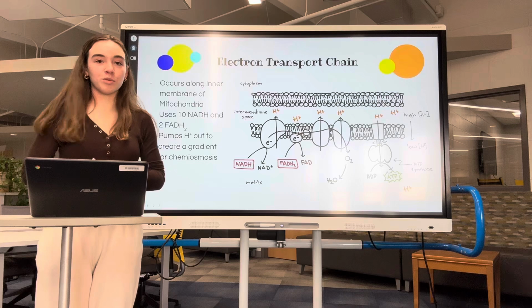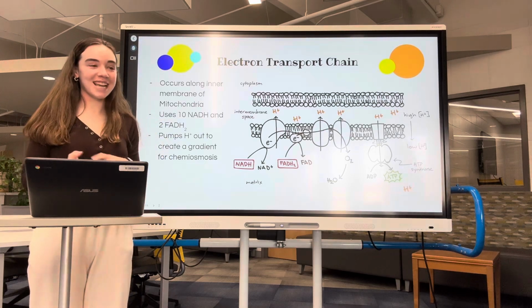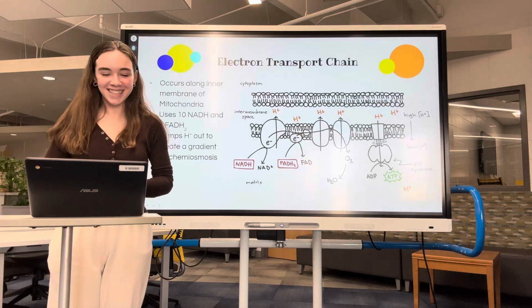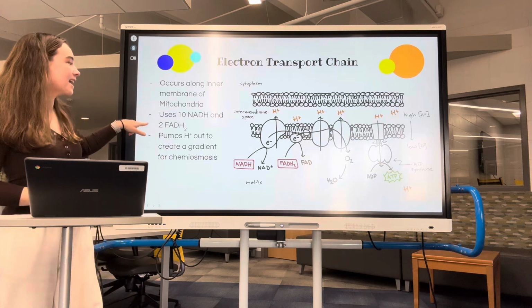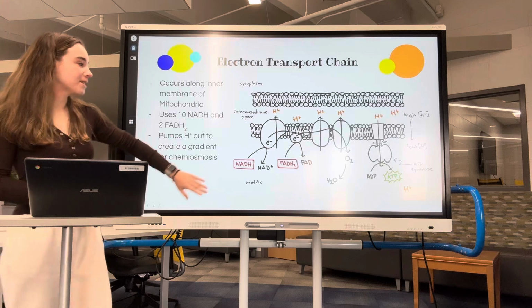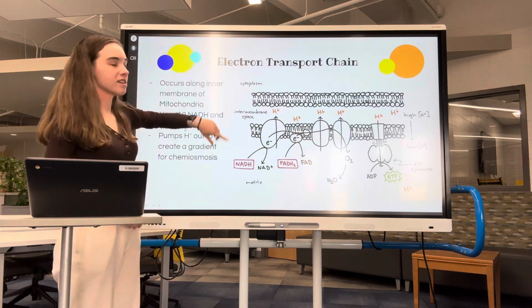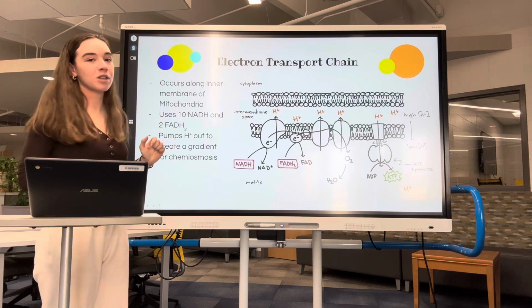The electron transport chain occurs where again? That's right, it occurs along the inner membrane of the mitochondria. It uses up 10 NADH and 2 FADH2. It pumps out H+ into the inner membrane space to create a proton gradient, which we'll use in the next step.